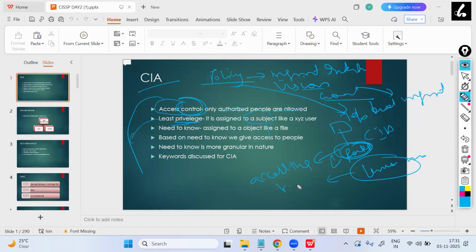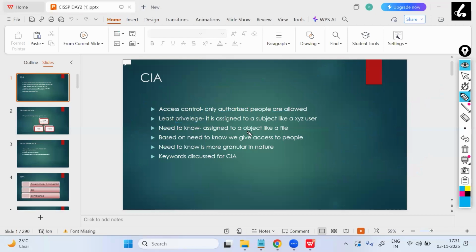So you and I are the subjects, and an object is a file or data or a piece of information that I want to act on. Need to know is assigned to an object, and least privilege is assigned to a subject. Object, we have already discussed what it is, like a file or data or any information.